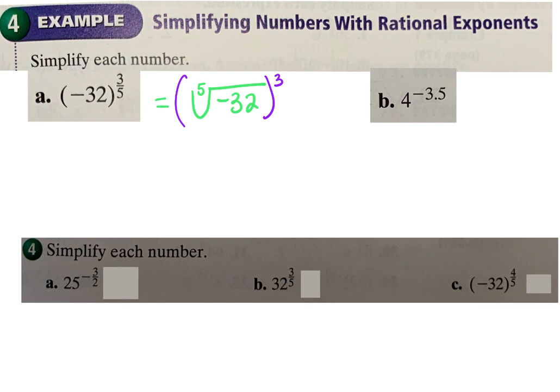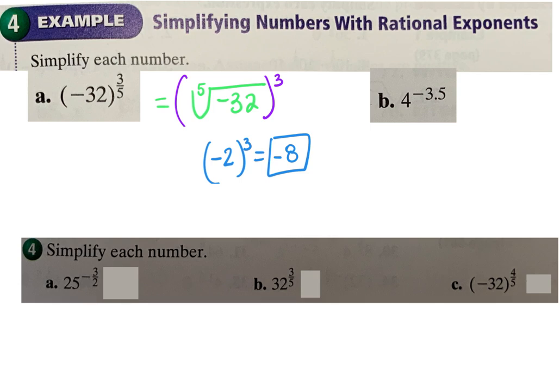What is the fifth root of negative 32? Negative 2. The fifth root of 32 is 2. Because it's an odd root, we can have a negative. So I have negative 2, and I'm going to raise it to the third power. What is my answer here? Negative 8. And there we go. All right.